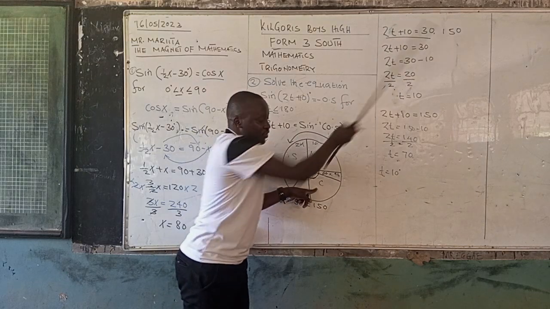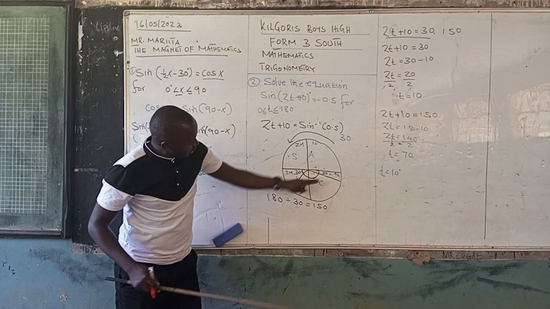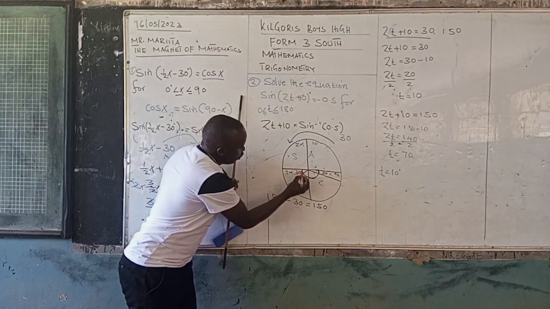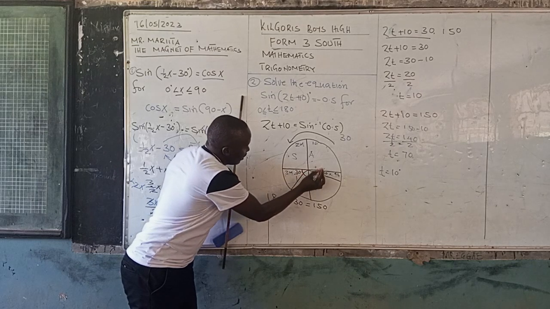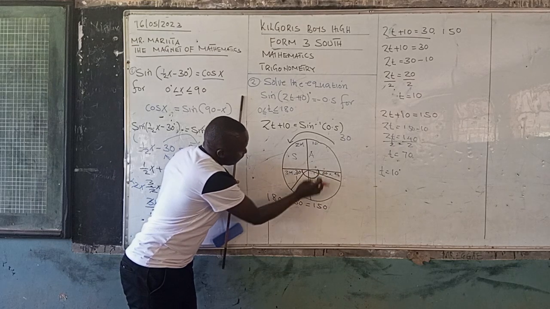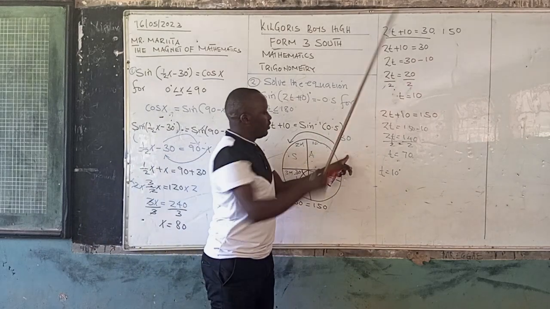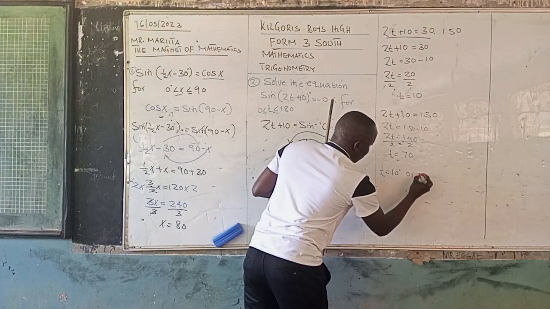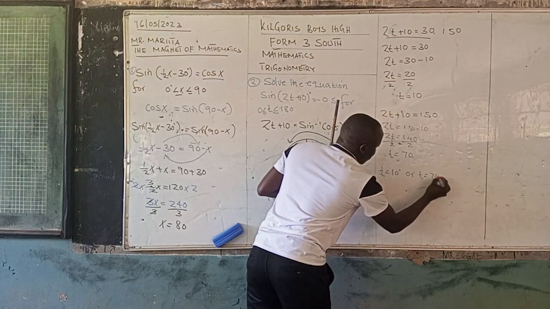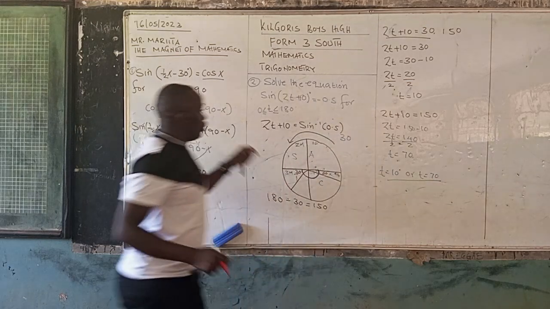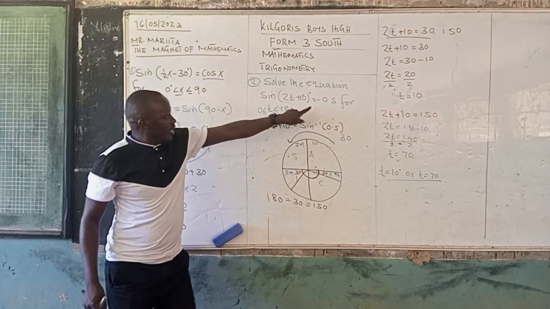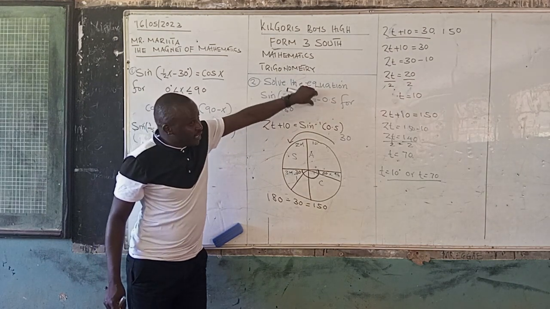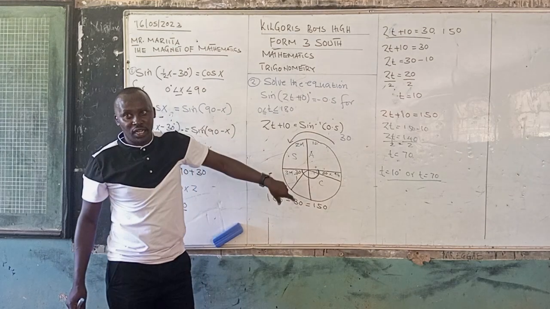2t plus 10 equals 150, because half of this is 180, and already we have 30 degrees here. So we have 180 minus 30 degrees, which gives us 150. To find the value of t from that, in this case, t is equal to 70 degrees. So you have to check: if the sign here is negative, it indicates where the sign is negative in this quadrant. So you check.